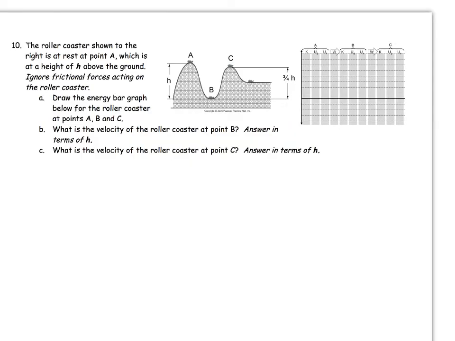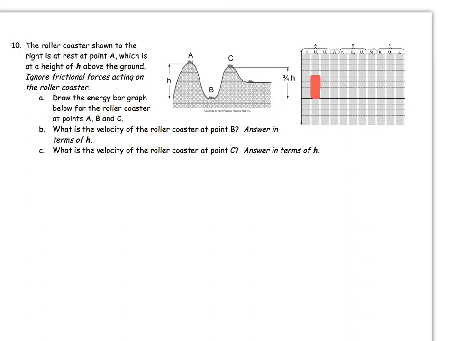So for this next one, we have a roller coaster that's going along the track here, and the first thing we want to do is set up our energy bar chart, showing its energy as it goes from A to B to C. So starting at A here, we have only a height, we're not moving, so there's no kinetic, and there's no springs involved, so our only energy is going to be gravitational potential energy. So we'll say that we have 4 bars of gravitational potential energy here at A.